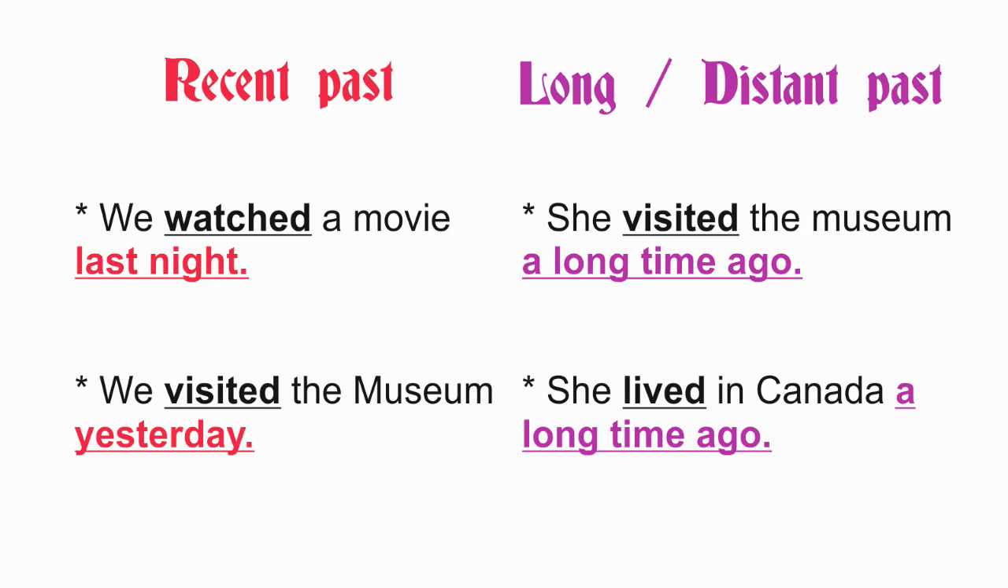Secondly, we use simple past to speak about the recent past or long or distant past. To go with recent past, we watched a movie last night. Last night is not very long ago. Another example, we visited the museum yesterday. Yesterday also is very close to today.